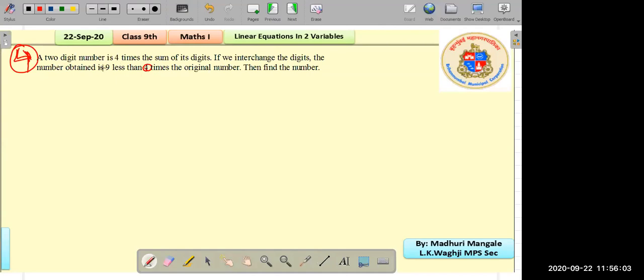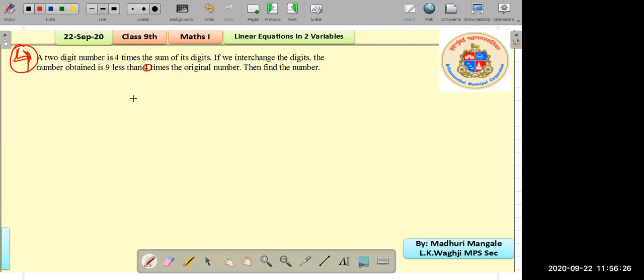So this is a problem on two-digit numbers. A two-digit number is 4 times the sum of its digits. If we interchange the digits, the number obtained is 9 less than 4 times the original number. Then find the numbers. Yes. So how do we start? We start with setting up the variables.